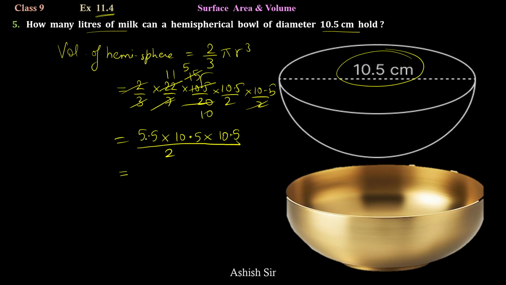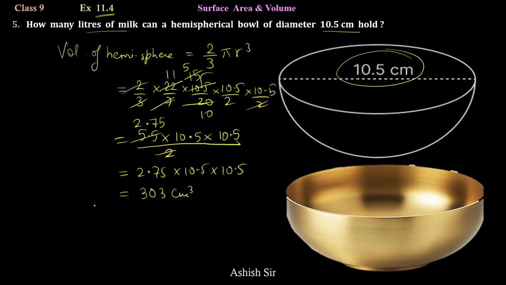Now 5.5 and 2, we can cancel it out. 2 2s are 4, 2 7s are 14, 2 5s are 10, that is 2.75 into 10.5 into 10.5. So after multiplication of 2.75, 10.5 and 10.5, what we get is approximately 303 centimeter cube.